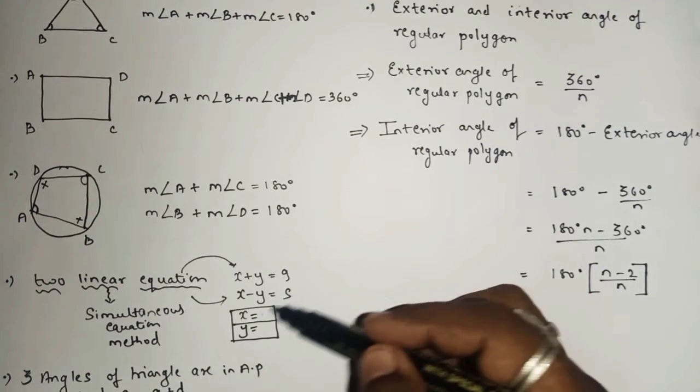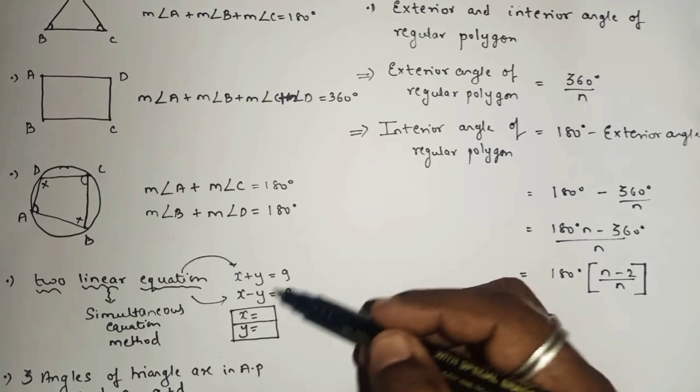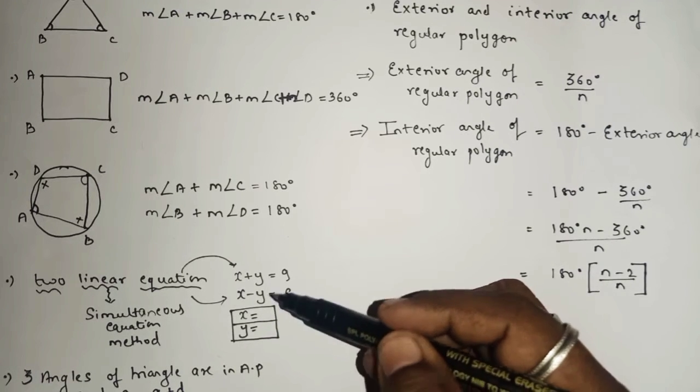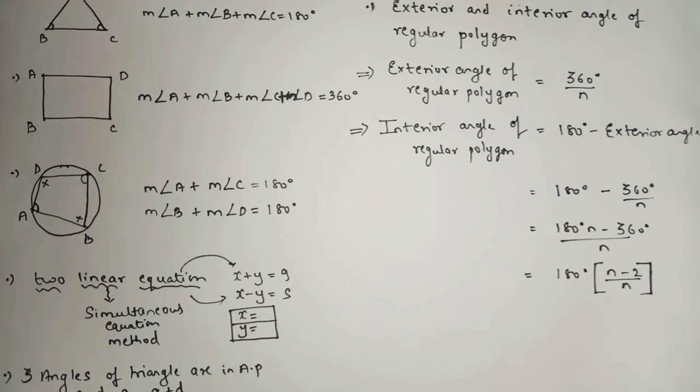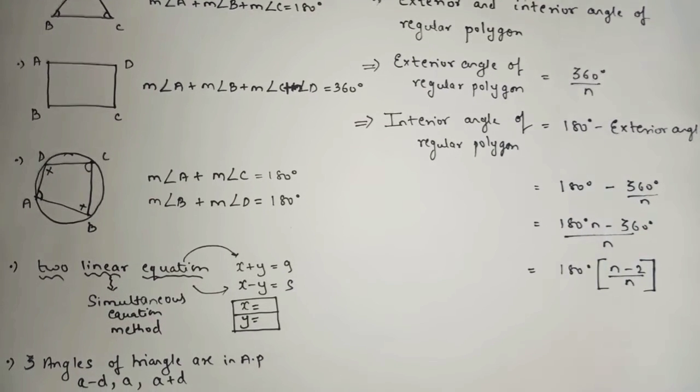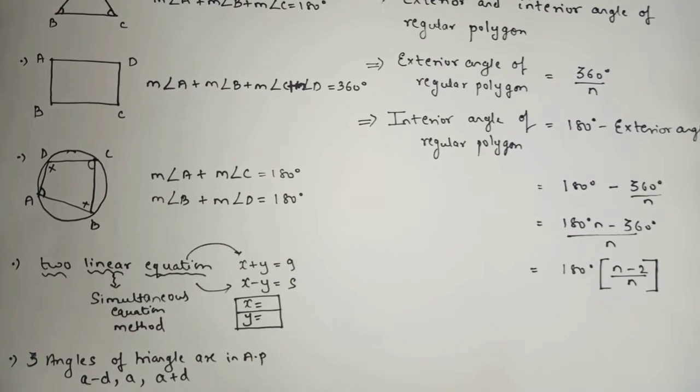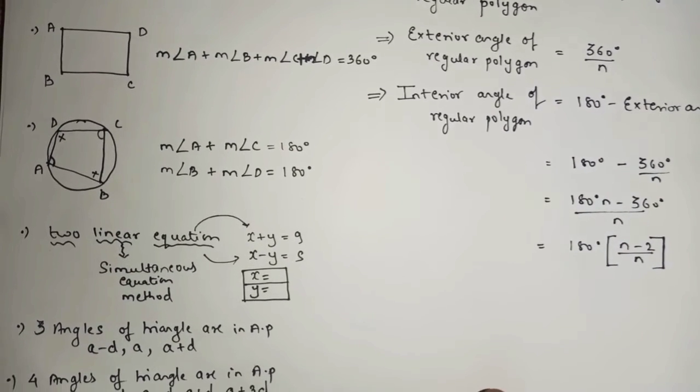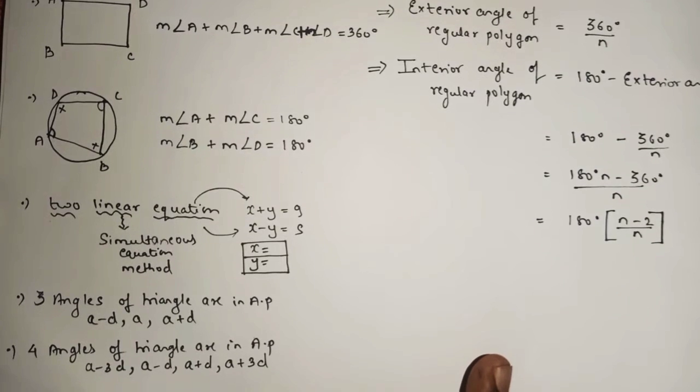You can even solve these two linear equations by Cramer's rule, and still you will get the answer of x and y. But I will suggest that whenever you come across two linear equations, always and always solve these two equations simultaneously. Okay, don't apply any other method. Okay, so now we'll move on to the next concept.